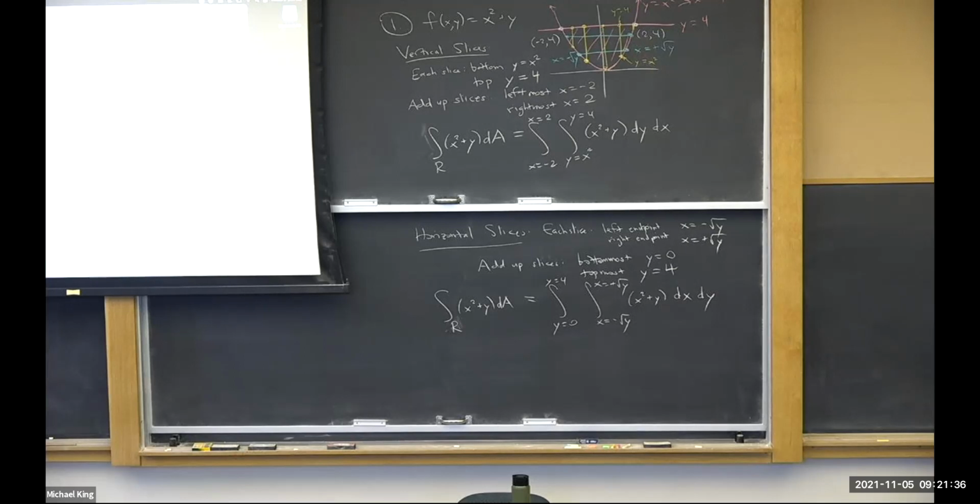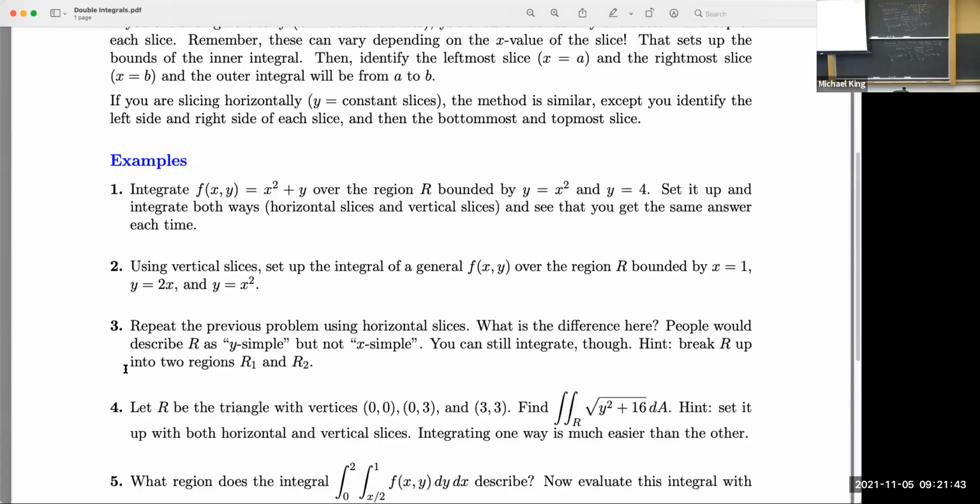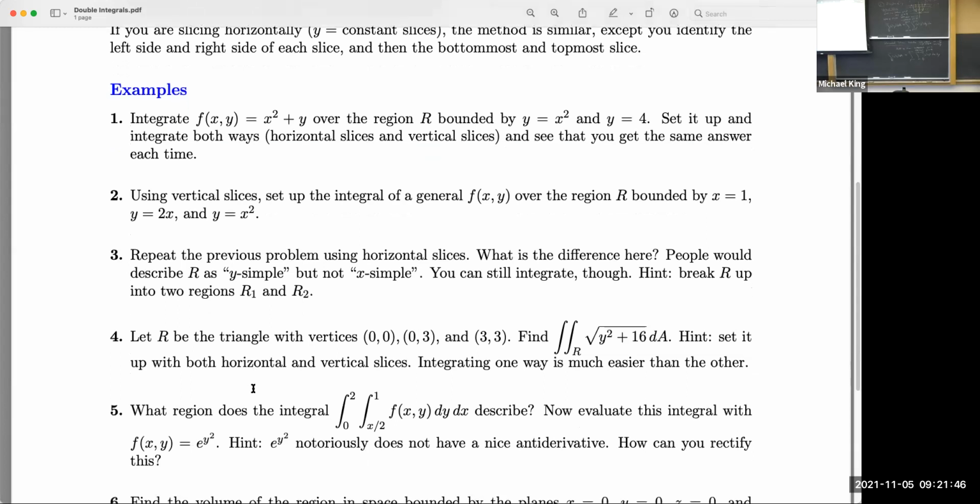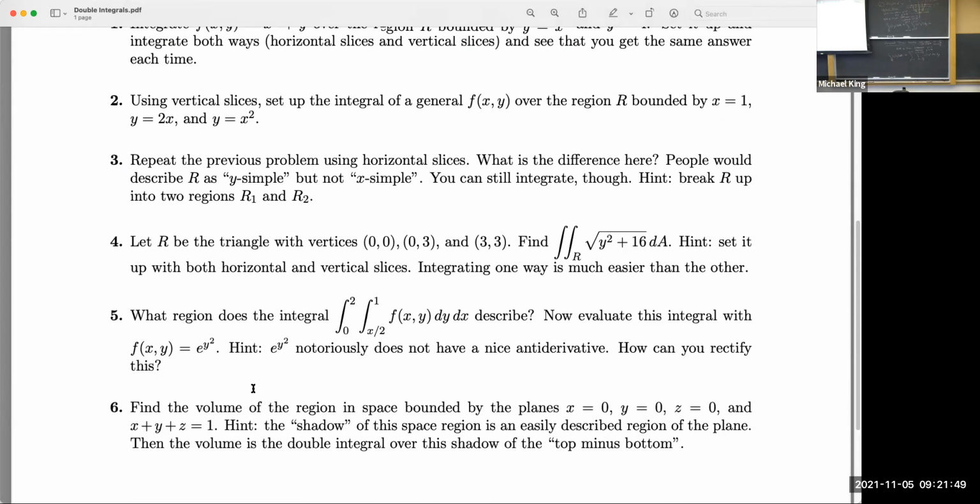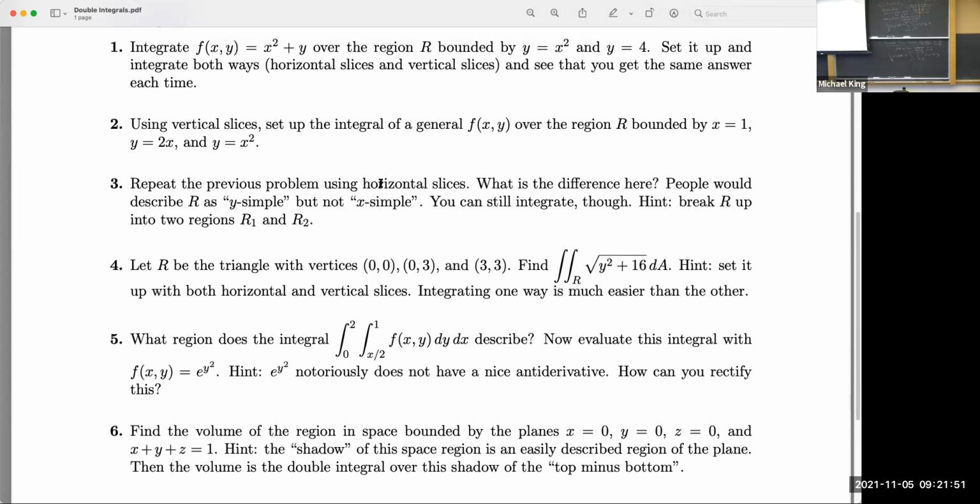But then for the rest of class, I just wanted us to keep going with these problems, because I think maybe some of you had started to get into problem 2. But there's more problems here, and there are different wrinkles I throw into some of them. In 2, I say use vertical slices and then repeat using horizontal slices, but there's an extra bit of difficulty. And sometimes you'll get an easier integral if you set it up horizontally or vertically.